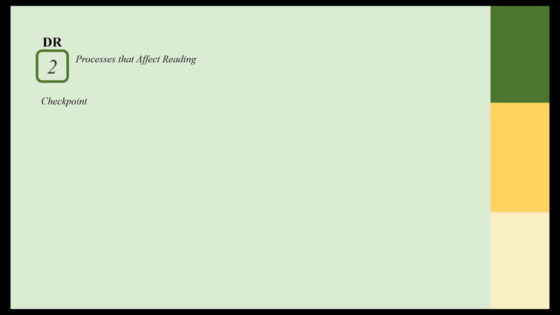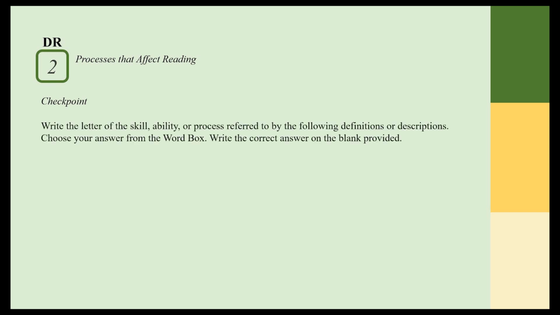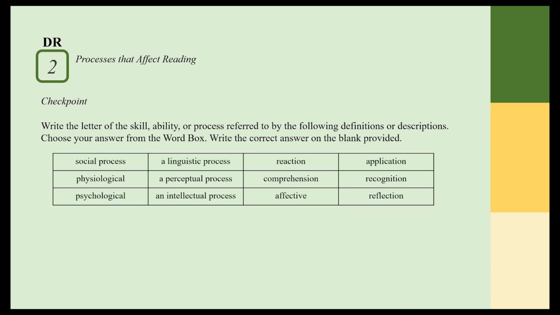So this is developmental reading, fact processes that affect reading, your checkpoint. It is actually very similar to what we did earlier. So what we will do here is, you're going to be writing the correct answer on the blank provided for you. So, this is the word box this time. Our terms are longer. So from the first column: social process, physiological, psychological, a linguistic process, a perceptual process, an intellectual process, reaction, comprehension, affective, application, recognition, and reflection.